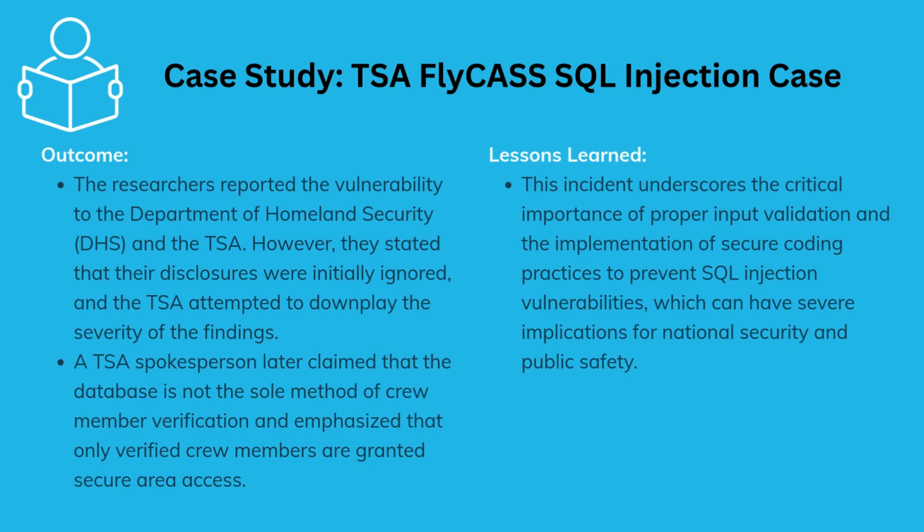Researchers reported this vulnerability to the Department of Homeland Security and the TSA. Once it was reported, the disclosures were initially ignored, and they attempted to downplay the severity of the findings. They claimed that that's not the only method of verification that we use to board a flight. So what are the lessons learned here? We can't underscore the critical importance of proper input validation and implementing secure coding practices to prevent SQL injection vulnerabilities. This could have had a severe implication on our national security and public safety.